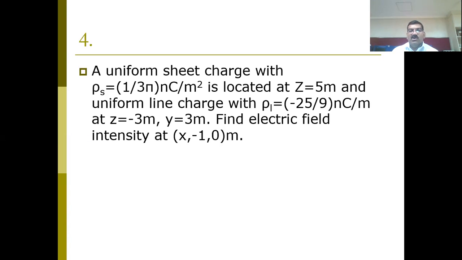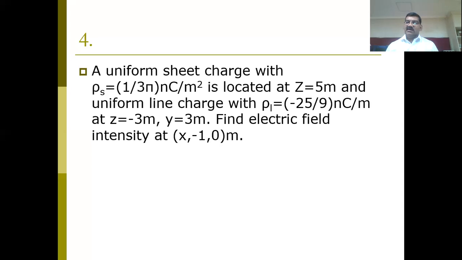You just don't do the much calculation, because that you can do. Only give me the unit vector for the line charge and the normal vector for the surface charge. Can you calculate quickly? Okay, so if you solve this for the surface charge, the unit vector will be minus az, because x will get cancelled.